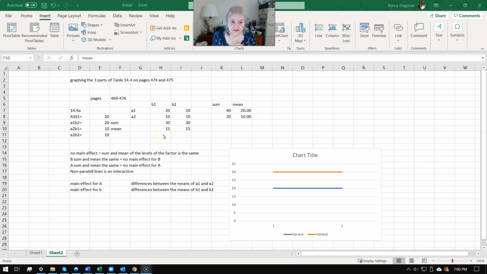In B1 and B2, however, when you look at the means, they are identical. And because they're identical, that means that there's no main effect for B. Basically, column B1 has the same mean as column B2, so there's no main effect there.